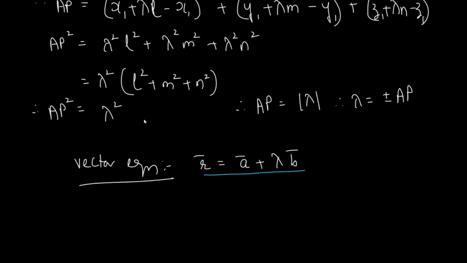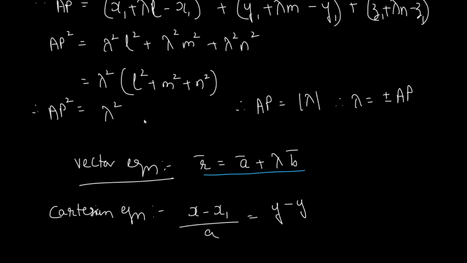Similarly, we also learned the Cartesian equation of the line. The same conditions, that is a point on the line and the Cartesian equations of that same line, which is given as x minus x1 upon a is equal to y minus y1 upon b, which is equal to z minus z1 upon c. Keep this equation also in mind when we solve sums in the next lecture.